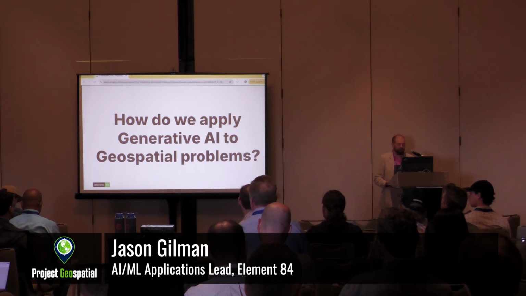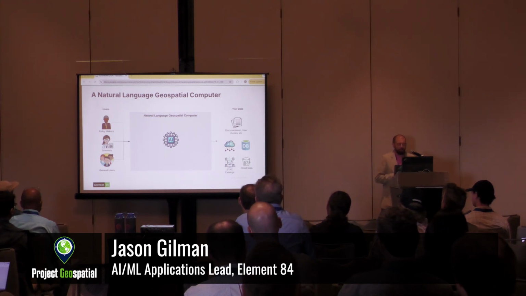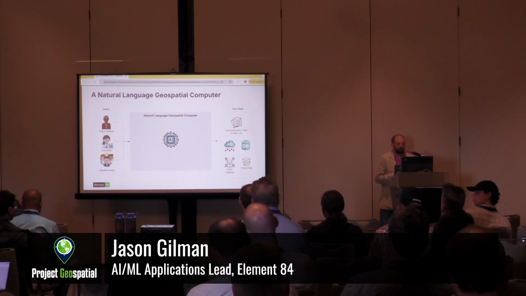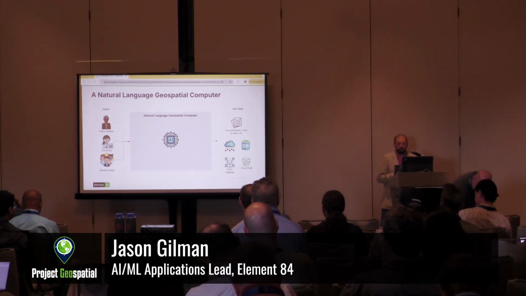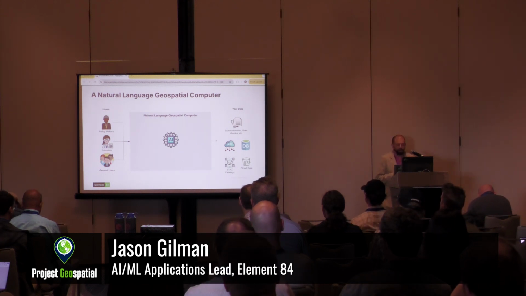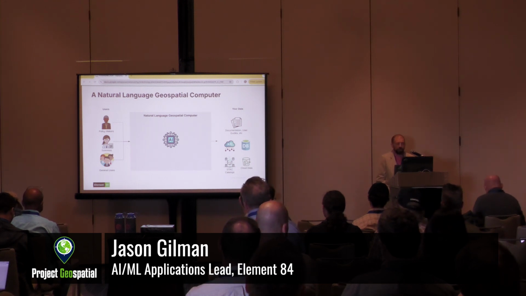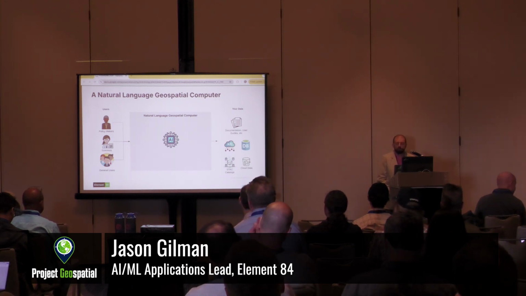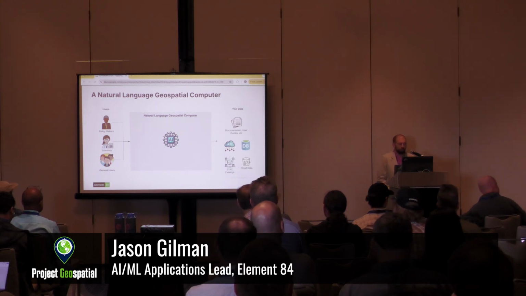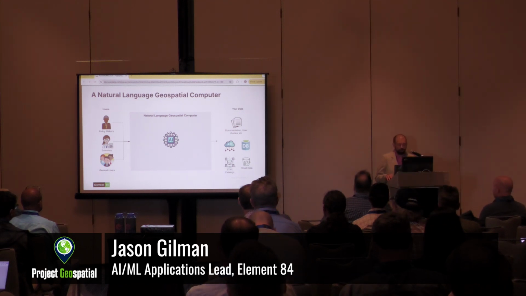How do we apply generative AI to geospatial problems? We've been thinking about that at Element 84, and you have users on one side who have important questions that we want to be able to answer, and you've got your data on the other side, right? We have documentation, text-based data, and APIs, databases, and STAC catalogs and whatnot, and we want to find a way to answer those questions. And at least for this talk, I'm going with the metaphor of a natural language geospatial computer. And I'll explain more about that and what's inside of the computer as we go.